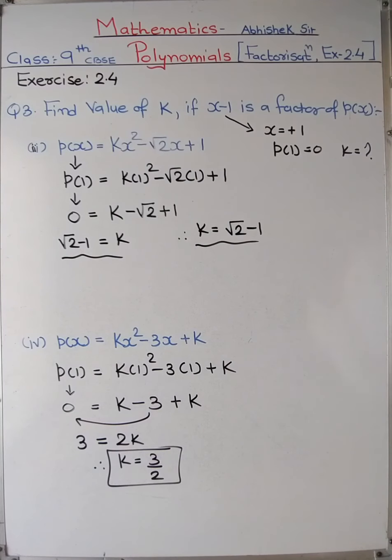So this is all about question number 3. Questions 1, 2 and 3 from exercise 2.4 we have completed. These all 3 questions we have completed because they were related to factor theorem. In the next video we will see splitting the middle term, finding factors by splitting the middle term, and exercise 2.4 question number 4 and 5.